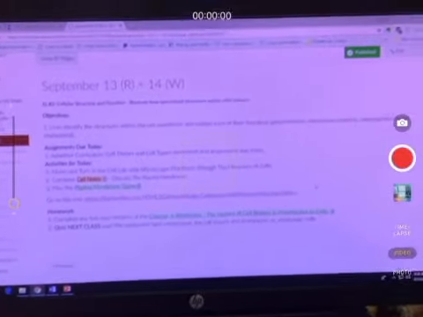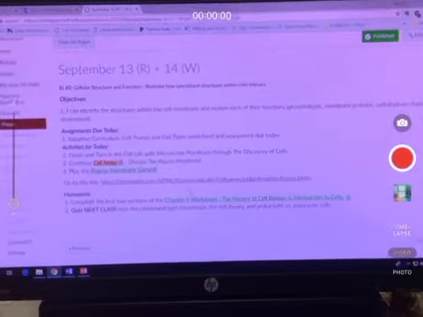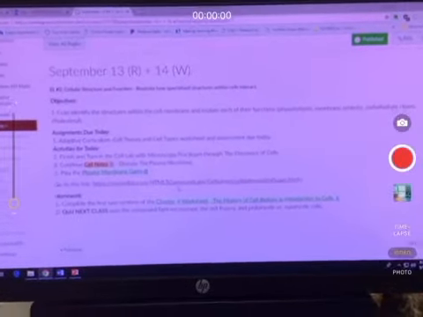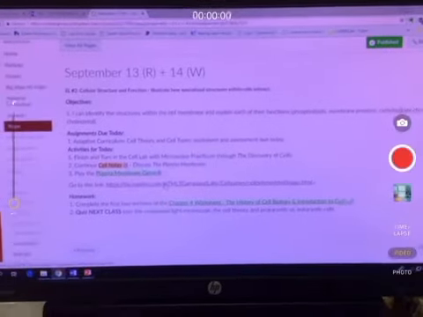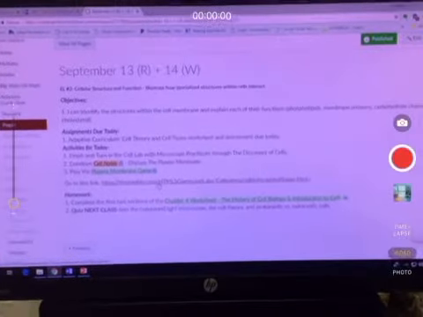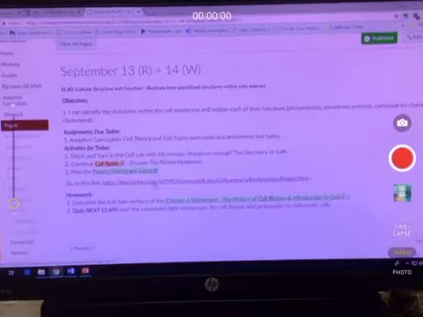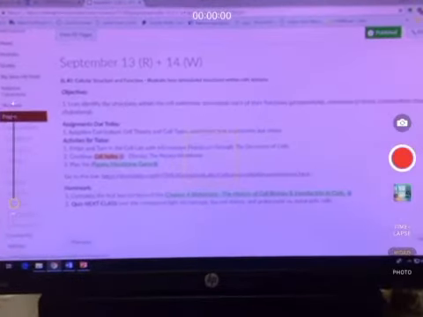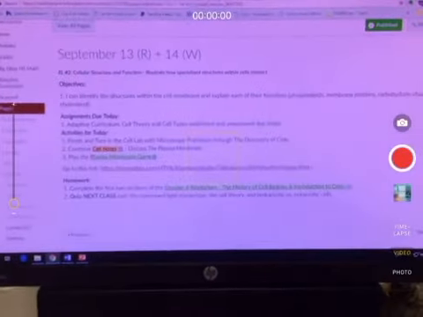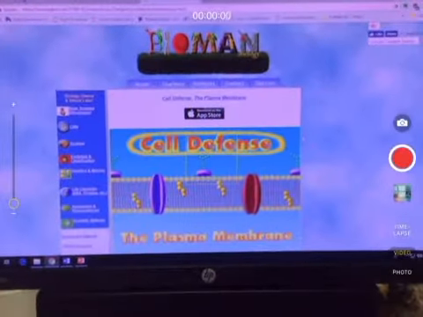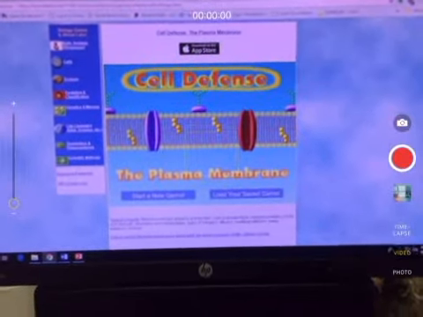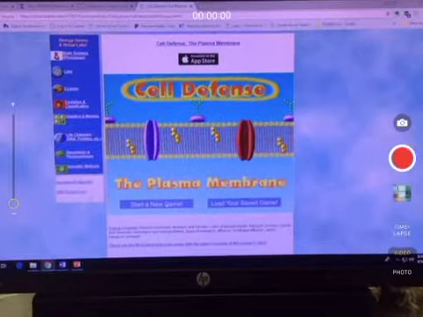So I just want to show you, when you get down to the computer lab, please make sure that you're using Chrome, not Internet Explorer, not Firefox. Usually Firefox doesn't have too many glitches, but Internet Explorer is just terrible. So be sure to use Chrome. Log in here to Canvas and then click on this link and it'll take you out to the Bioman Bio site. And this cell defense game is what you're going to be playing today, the plasma membrane.